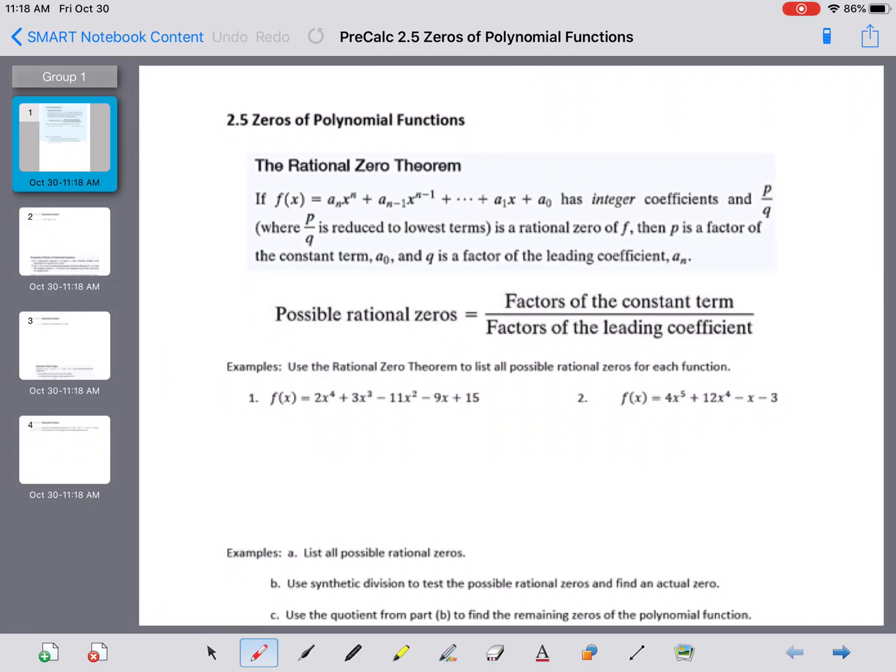2.5 Zeros of polynomial functions. All right, we kind of set the groundwork with our division the other day on finding zeros of polynomial functions. So we're going to work on it now.